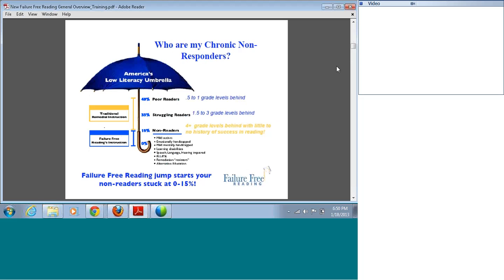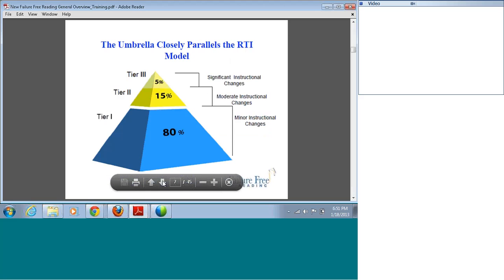Okay, in terms of what we call America's low literacy umbrella, your chronic non-responders are going to be those students testing in the 0 to 15th percentile. They fall into categories such as mild autism, emotionally handicapped, mild mentally handicapped, learning disabled, speech, language, hearing impaired, your ELL and ESL students, remediation resistors. I like that term because it's an umbrella term with broad applicability. And then you've also got your alternative education students. So all of these groups fall into that chronic non-responder category, and these are the students that Failure-Free Reading works most effectively with.